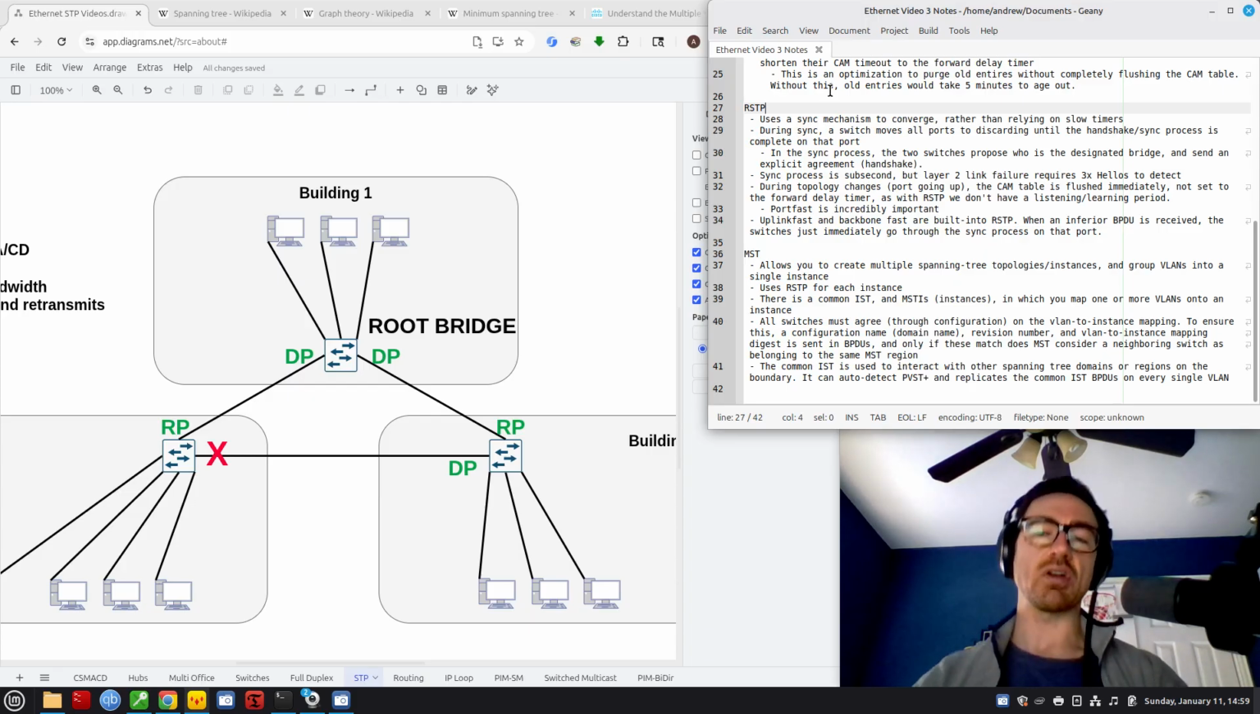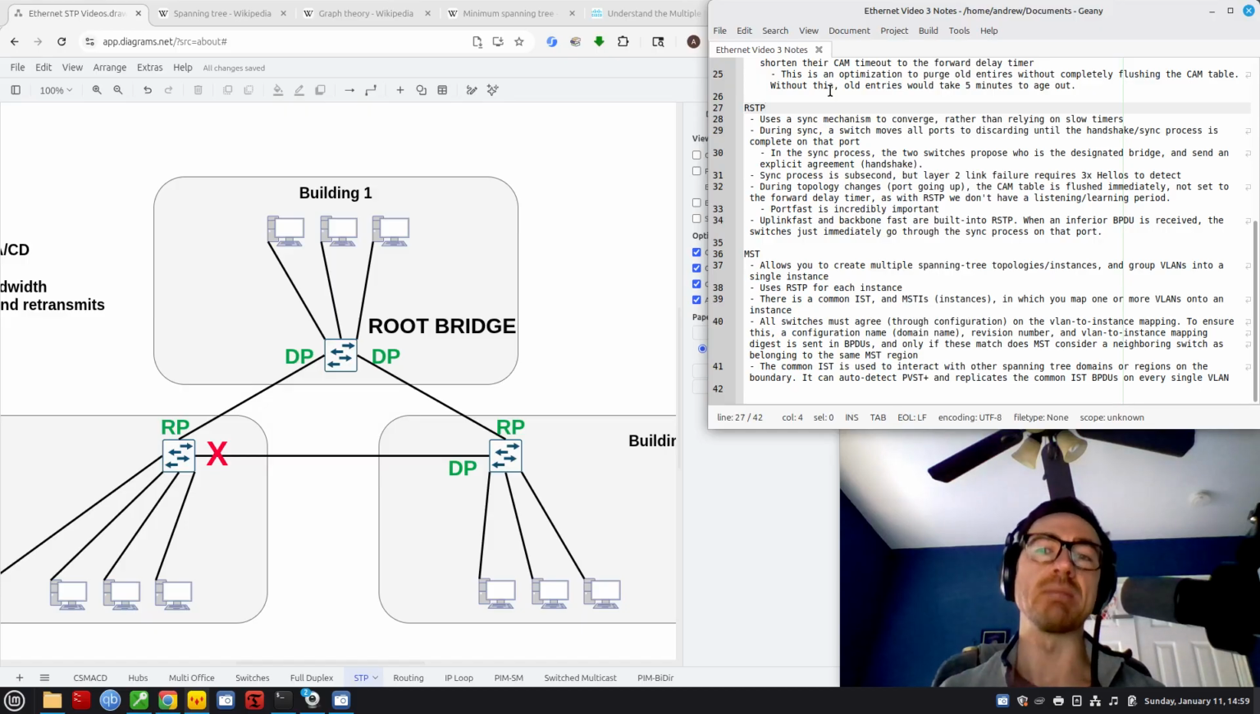In my opinion, it's a common misconception, or a beginner thing, to think that what port fast does is just allow you to bypass the listening and learning periods, so that when a user connects their PC, it immediately goes up instead of waiting 30 seconds. Yes, that is what port fast does. But from a network design perspective and network stability perspective, what's actually more important about port fast is that port fast ports don't create topology change notifications. In rapid spanning tree, port fast ports are also called edge ports.